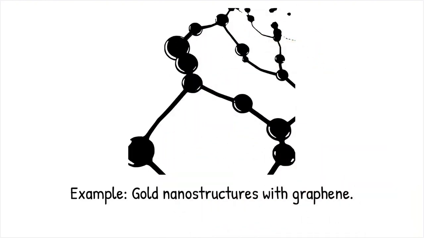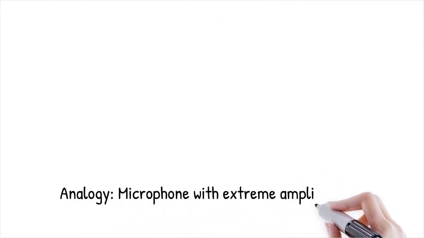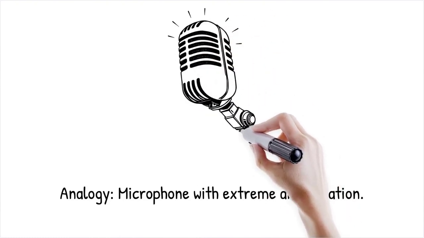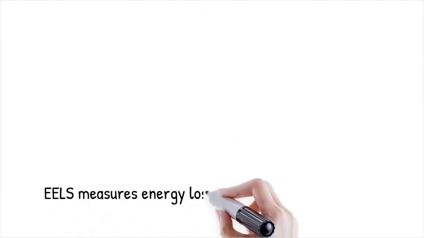For example, gold nanostructures enhance Raman signals. In graphene, it's like using a microphone with extreme amplification. Even the faintest sound or quantum vibration becomes loud and detectable.